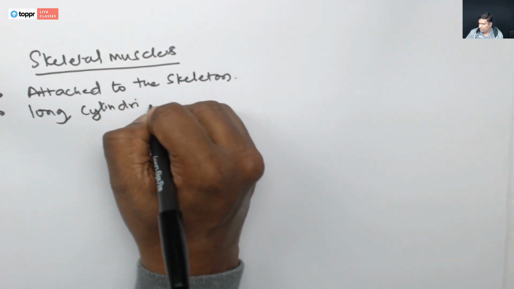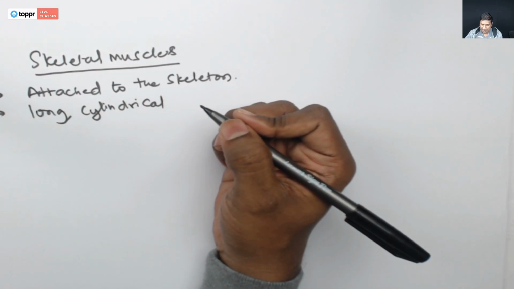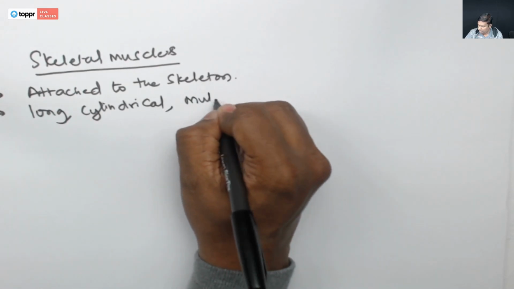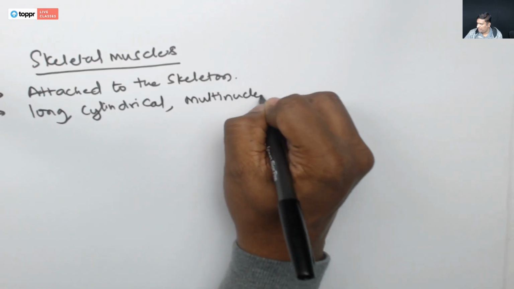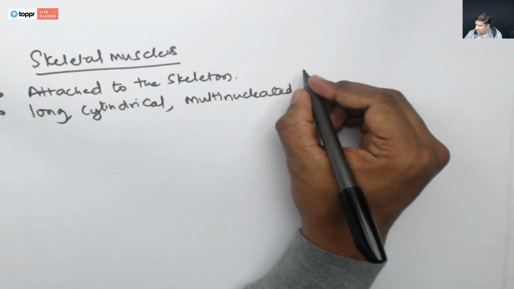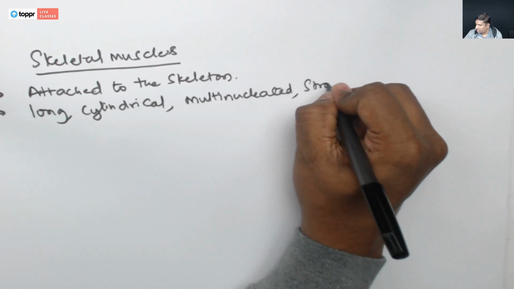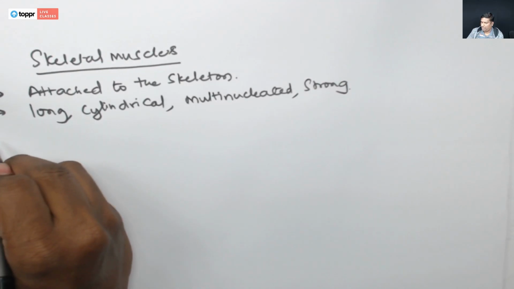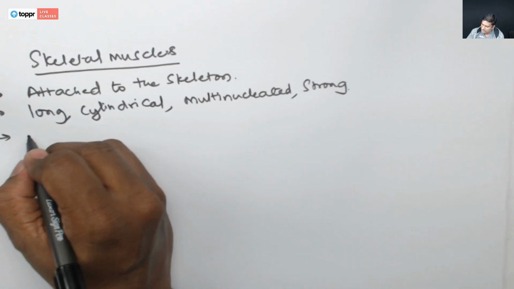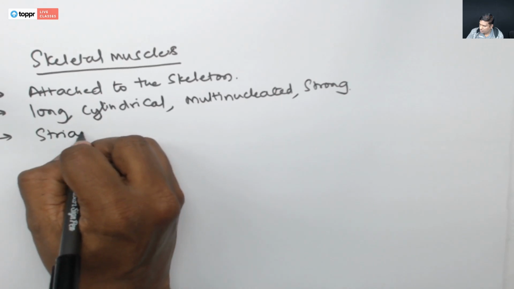cylindrical. We're talking about the shape here. They're long, cylindrical, and multinucleated. They have many nuclei, and they are strong as well, very strong. Now one important characteristic of these muscles is they have striations.